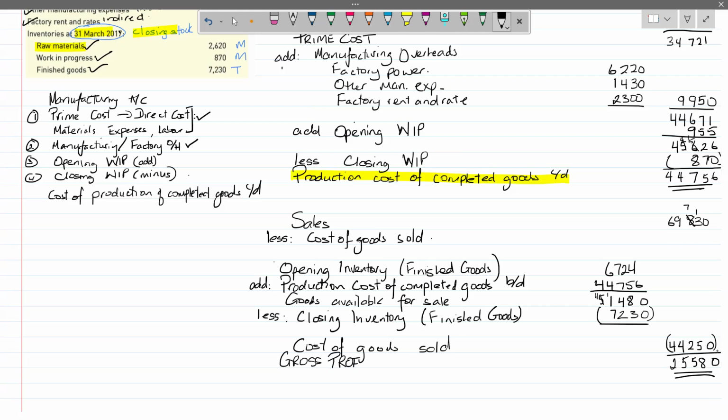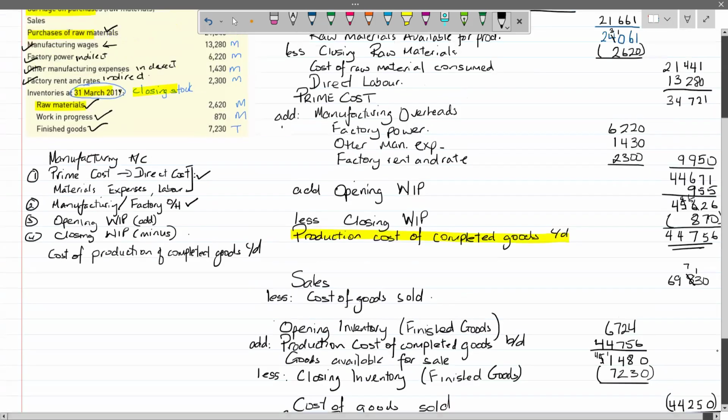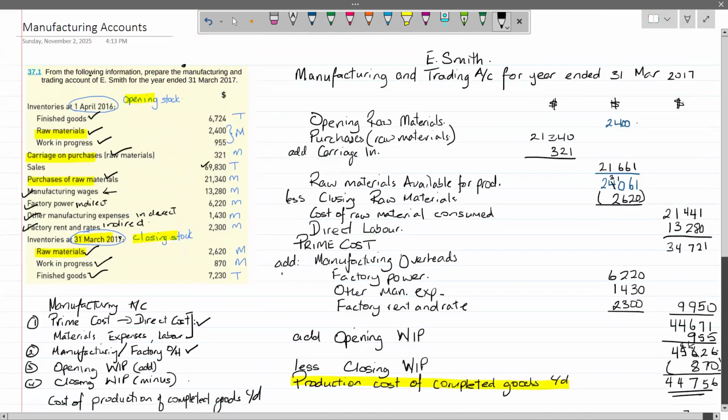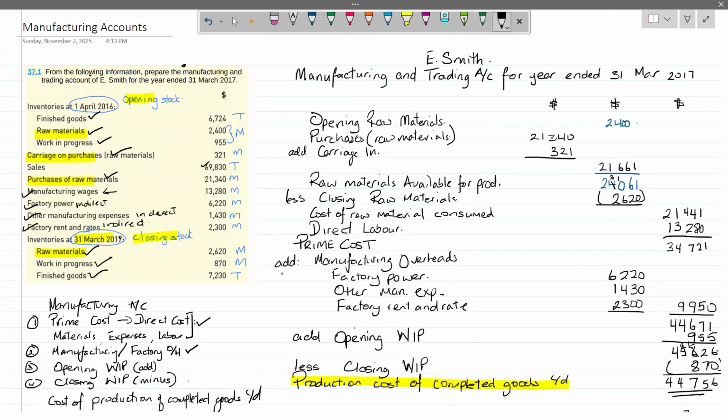Because this is our trading account. And this is our manufacturing and trading account. Now, as we continue, we'll end up adding on the profit and loss section as well. But this is just a smaller, simpler question, just for you to get the hang of the manufacturing account and the trading account. Okay?